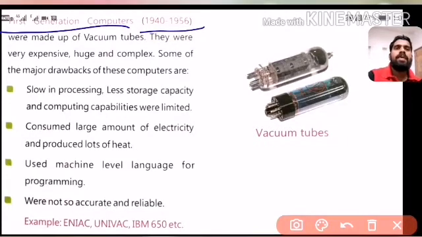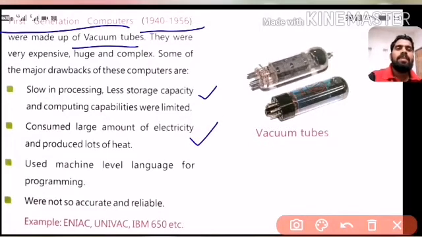These computers were made up of vacuum tubes. They were very expensive, huge, and complex. Some of the major drawbacks of these computers are: slow in processing, less storage capacity, and limited computing capabilities. These computers consumed a large amount of electricity and produced a lot of heat.